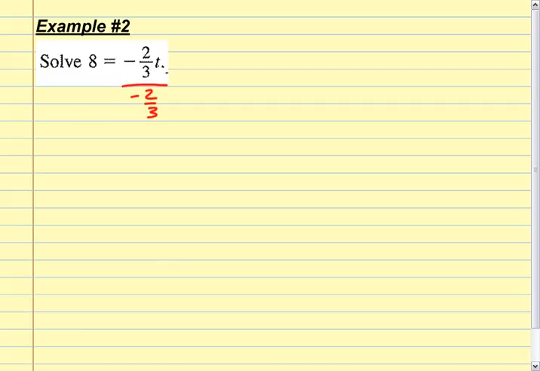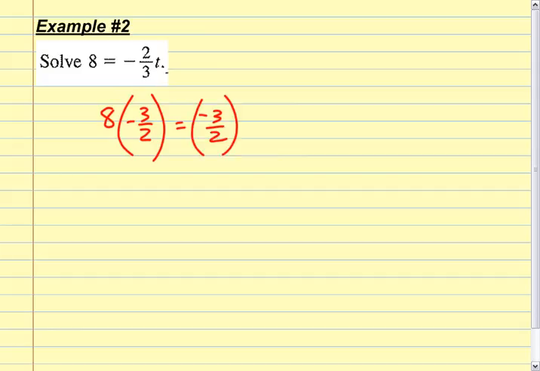So look, I'm going to rewrite this as negative 8 times, I'm sorry, that's not negative 8, it's 8. 8 times negative 3 over 2 is equal to negative 3 over 2 times negative 2/3 t. I'm sorry, I'm writing out a lot of stuff. Do you see how we're multiplying by the reciprocal?